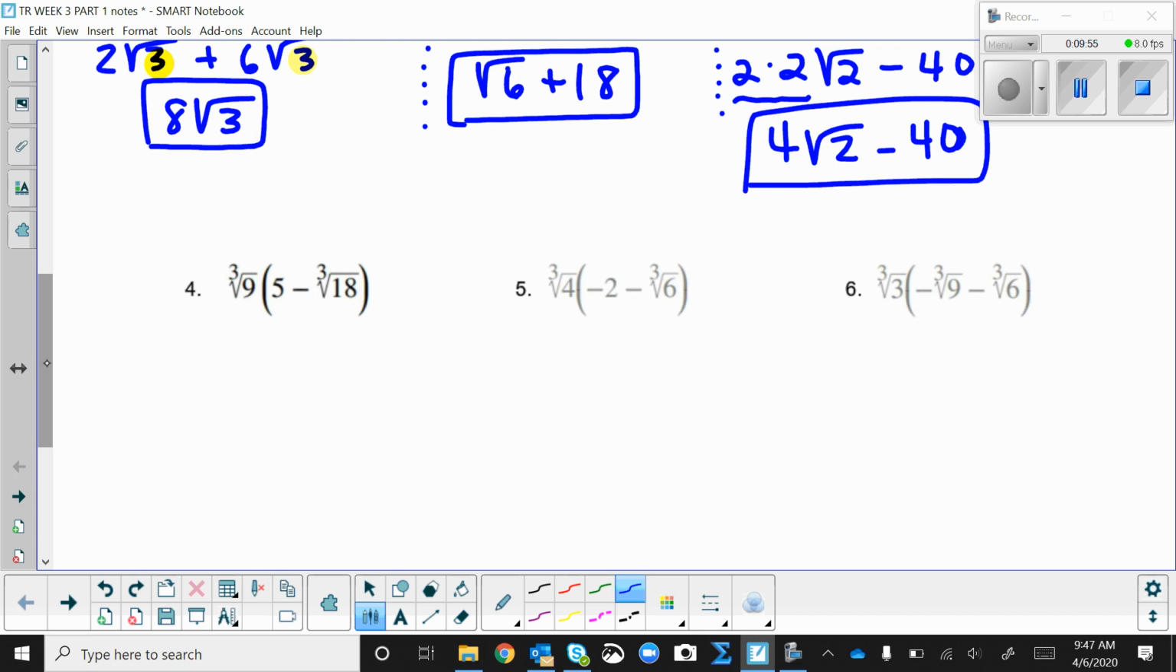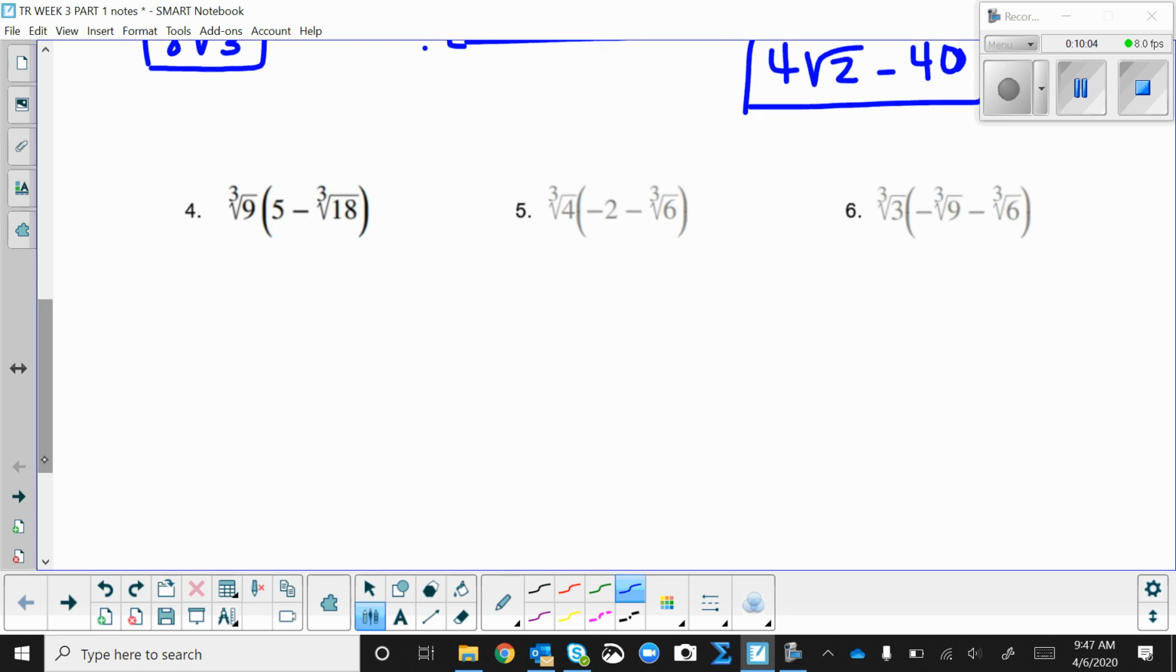So hopefully you notice that these were cube roots instead of square roots. So take a minute and pause the video and do number 4. So you should have distributed that cube root of 9. So we've got 5 cube roots of 9 minus the cube root of 9 times 18, which is 162.